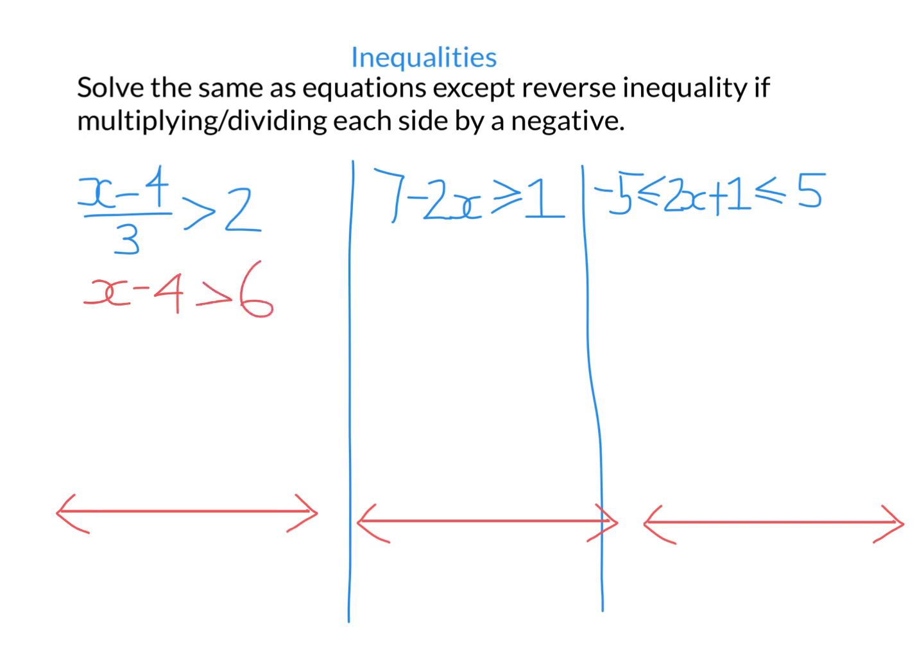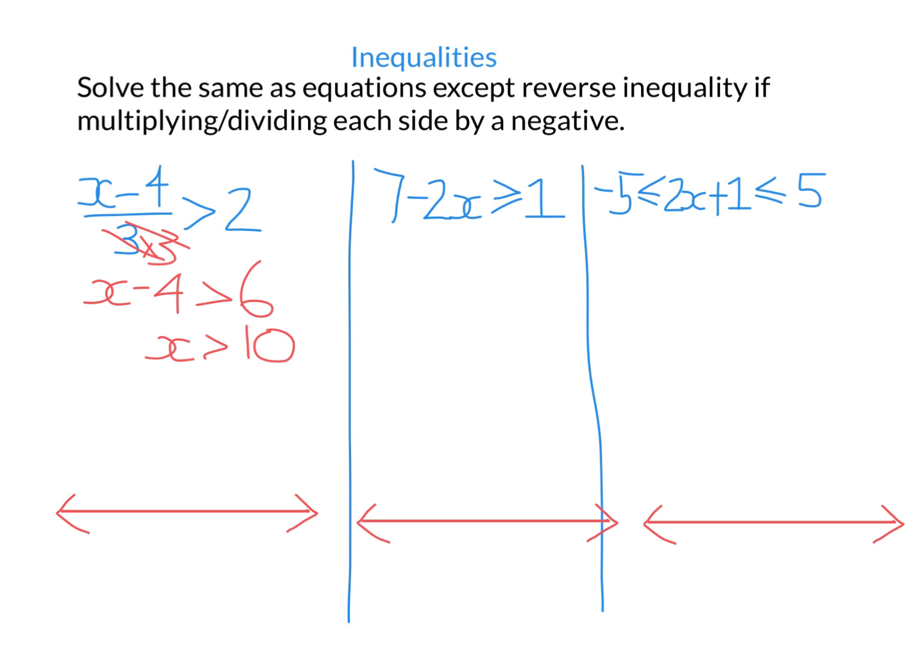So when I multiply this fraction by 3, remember that times 3 and divide 3 cancel out. So I'm left with x minus 4 is greater than 6. So now I'm going to add 4 to both sides. I get x is greater than 10. So there are infinitely many solutions to this inequality. 11 is a solution, 12 is a solution, 13 is a solution, and so on.